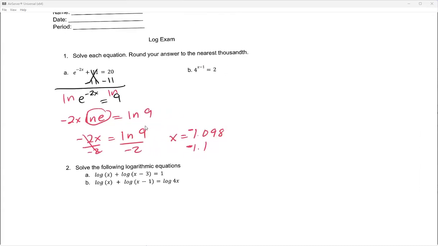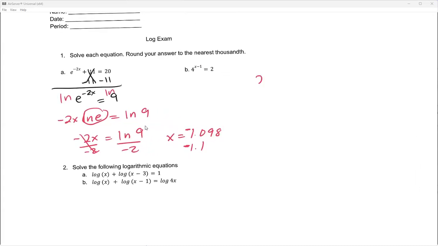Letter B, recognize that you can get the same base from these. So this would be 2 to the second power, x minus 1 is equal to 2 to the first power, right? Since they have the same base, we can make the exponents equal to each other. So it'll be 2, and then x minus 1 is equal to 1.